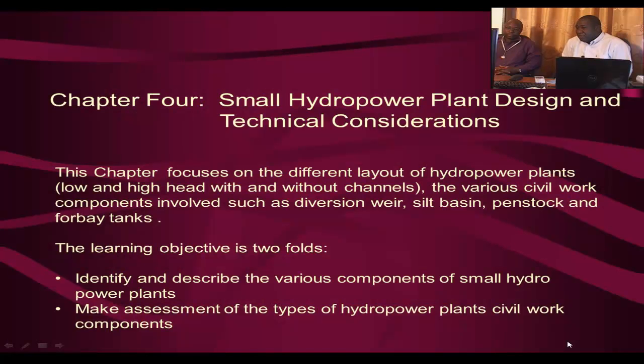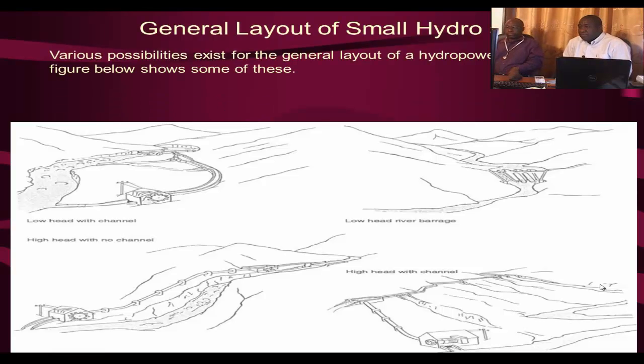This chapter focuses on the different layouts of hydropower plants and the various civil works components involved, such as diversion weirs, silt basin, penstocks, and forebays. The main objective is twofold. First, we will identify and describe the various components of small hydropower plants. And secondly, make an assessment of the types of power plants' civil works components.